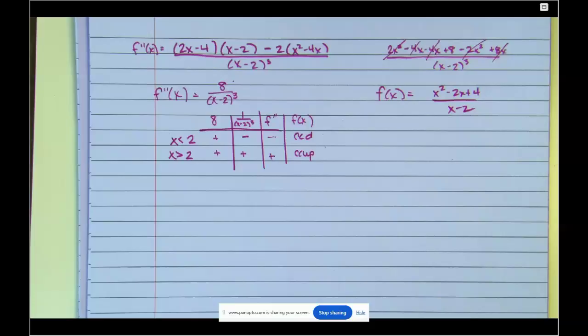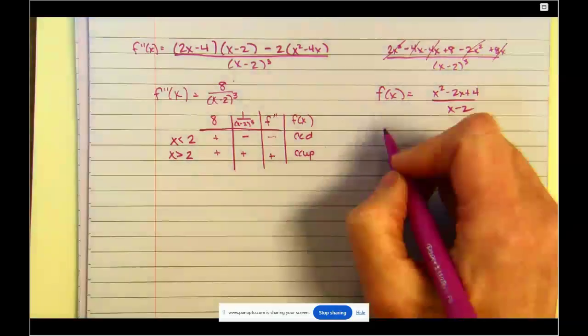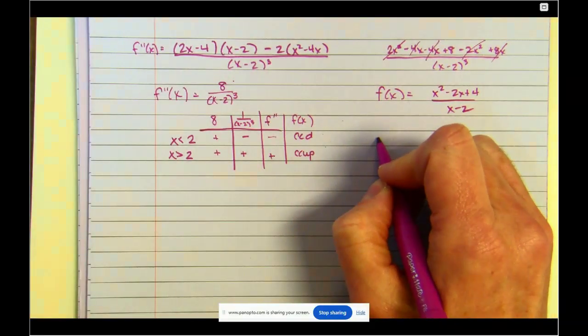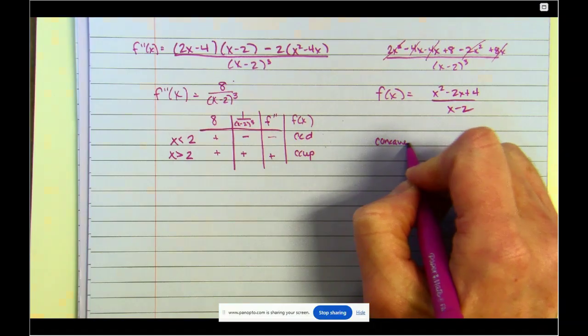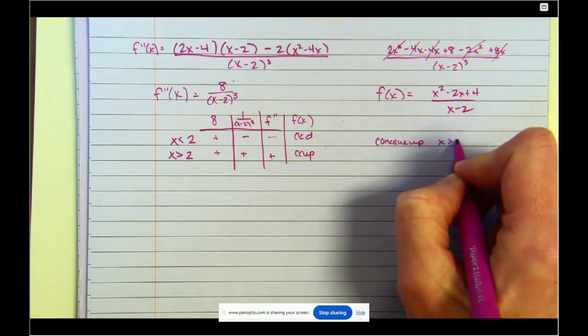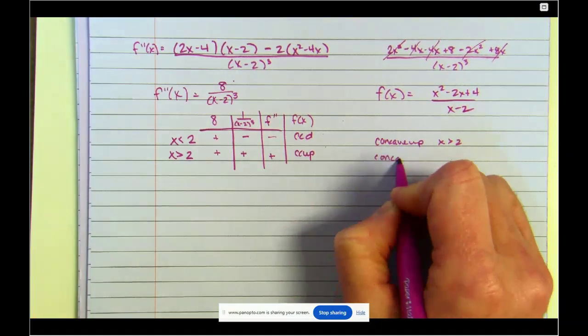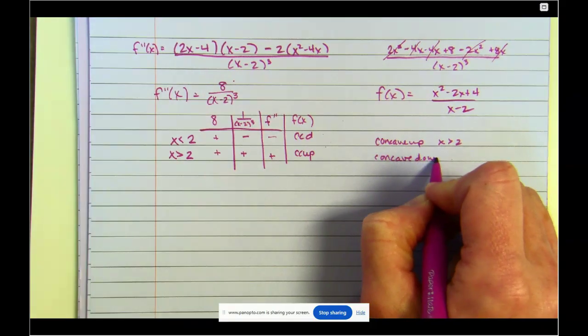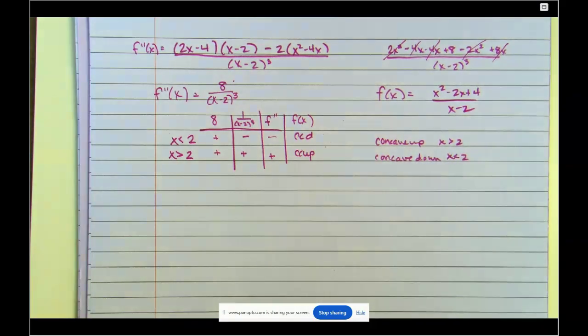So here's my question. Here we said we're finding all the things. This is concave up on the interval x is greater than 2. It's concave down for x is less than 2. Inflection point: doesn't exist. Correct. Why? Because it doesn't exist in the original. Correct. So this is sneaky.